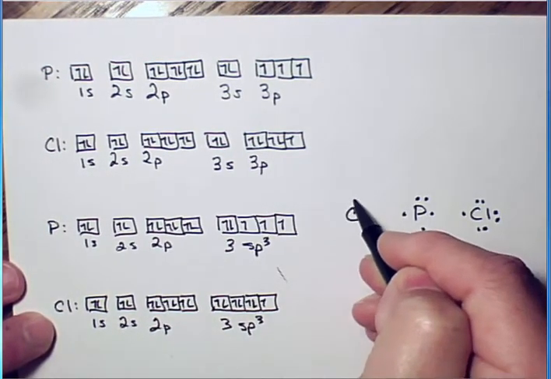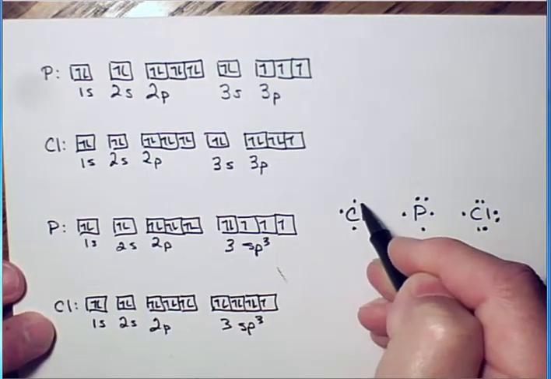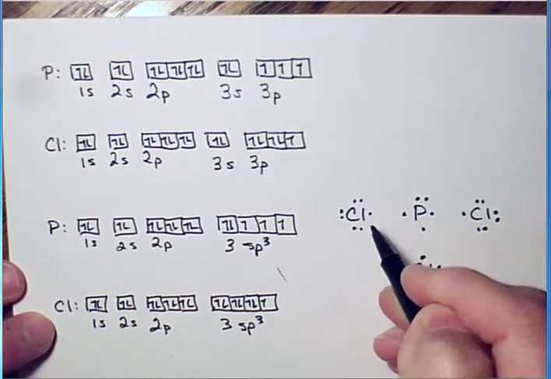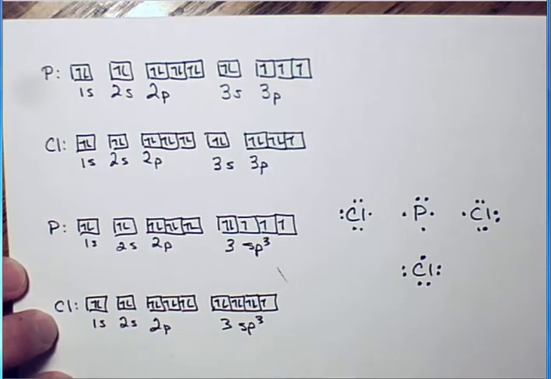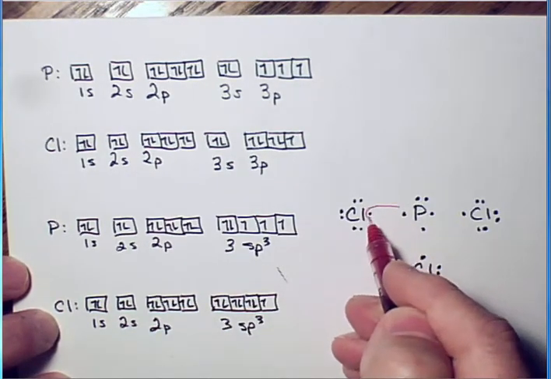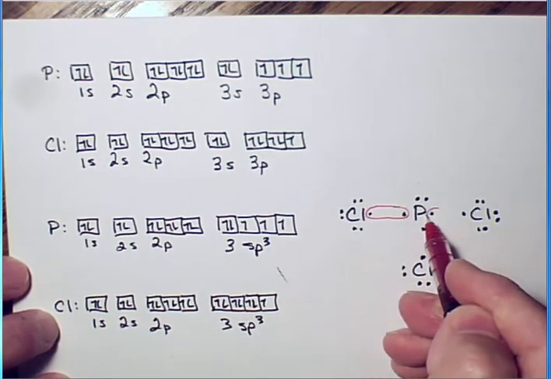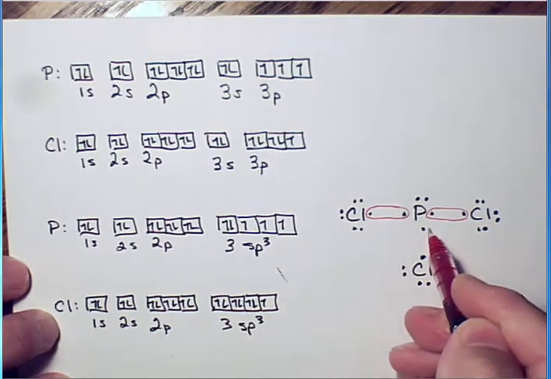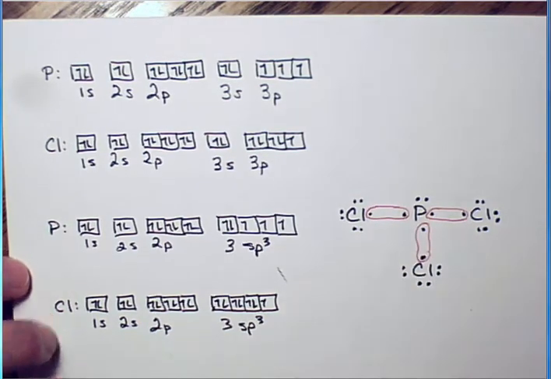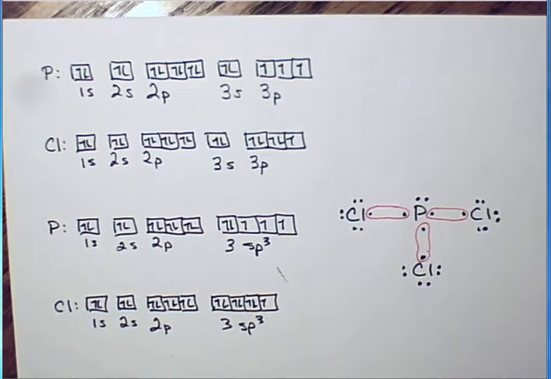Wow. Look at that. Okay? Now, these two electrons can share right here. These two electrons can share here. And these two can share right here. And lo and behold, both the phosphorus and the chlorines have all 8 electrons they want to have.